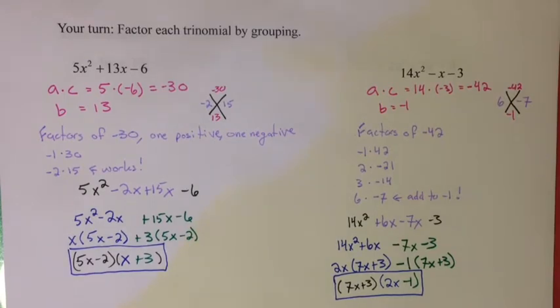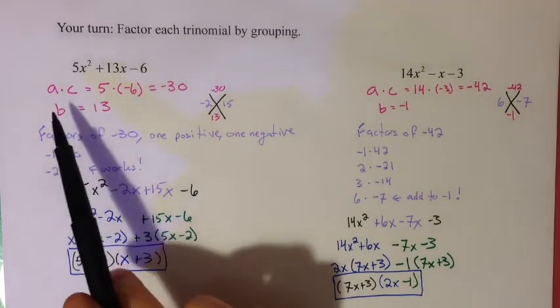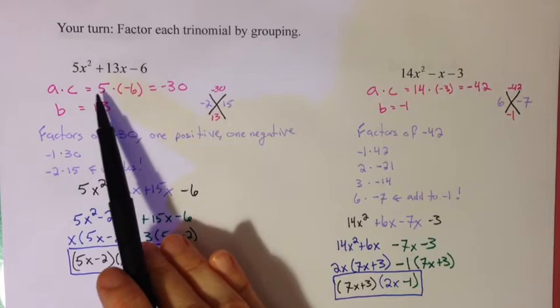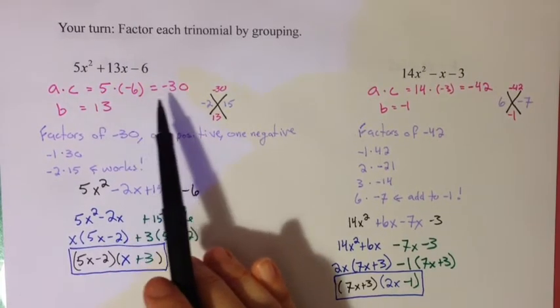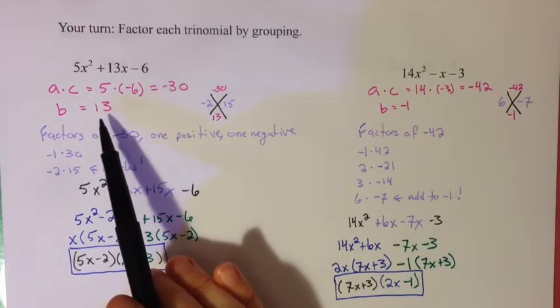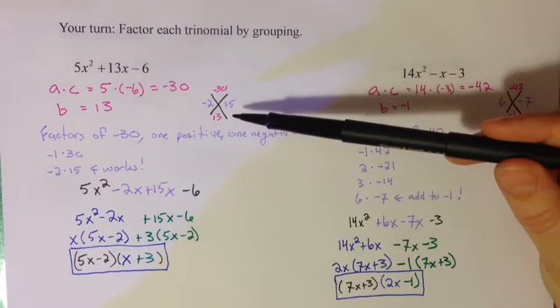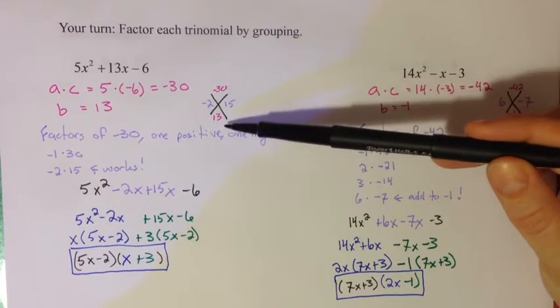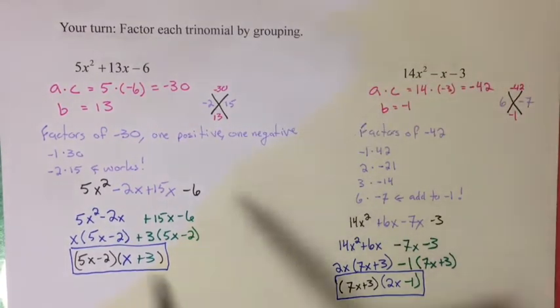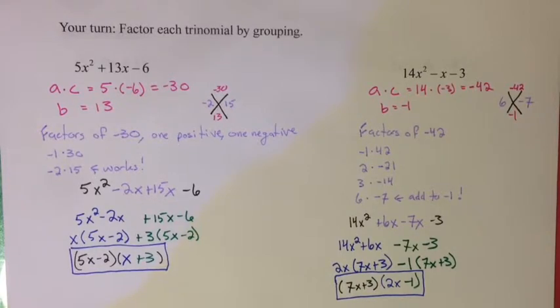And we're back. Now in this first example, my a multiplied by c was 5 multiplied by negative 6, giving me negative 30, and my b is 13. So I'm looking for two numbers that multiply together to be negative 30, but add together to be 13. Because they need to multiply together to be negative 30, one will have to be positive, and one will have to be negative. Also, since they have to add together to be a positive number, I know that the smaller number will have to be the negative one.